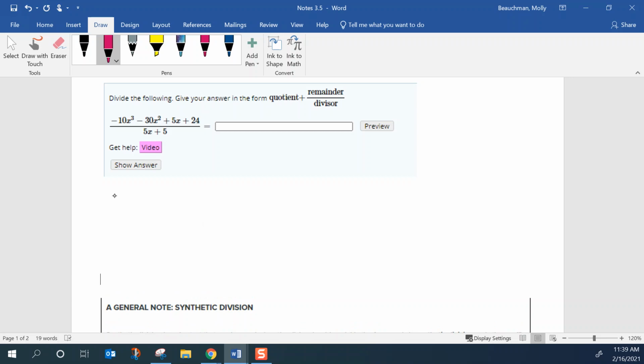So we can write it similar to the way we did this with numbers. Put 5x plus 5 on the outside, negative 10x cubed minus 30x squared. If you have a cubic polynomial, make sure you have all of the degrees listed. So this is x cubed, x squared, x, and then a constant. There isn't any term missing. If there was, you'd put a 0 in to hold the space. Okay, plus 5x plus 24. All of the terms are there.